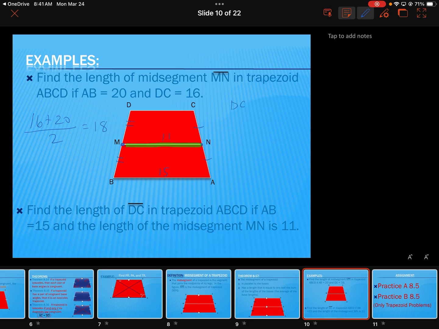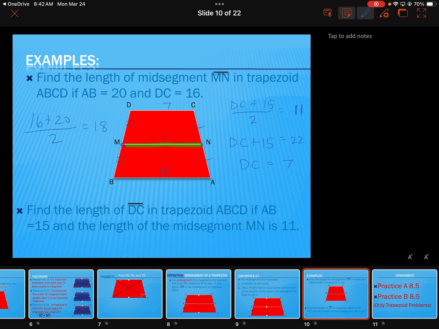Well, I know the distance from D to C plus that other base that's 15, averaged together has to give me 11. So I can solve that equation. Something plus 15 has to equal 22 if I multiply both sides by 2. D to C has to be 7 when I subtract. If that way makes sense to you, go with it.